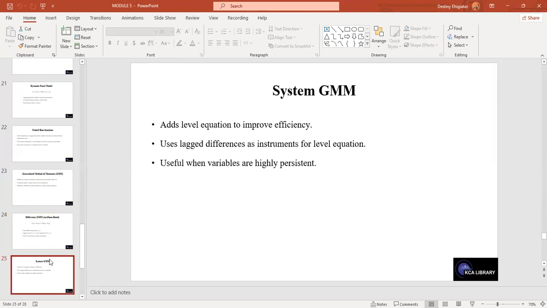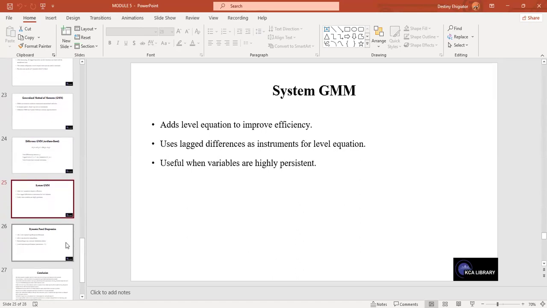For system GMM, this adds level equations to improve efficiency. It uses lagged differences as instruments for the level equation. It is useful when time series variables are highly persistent.